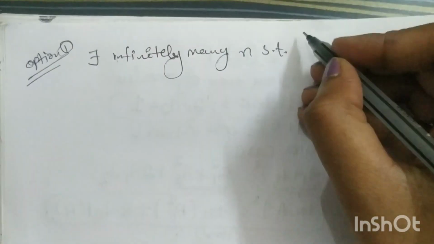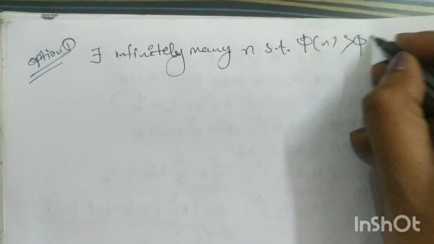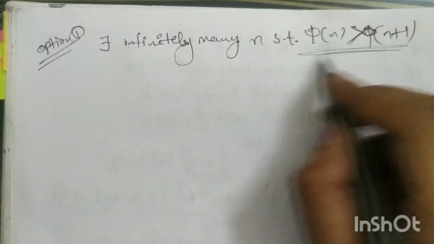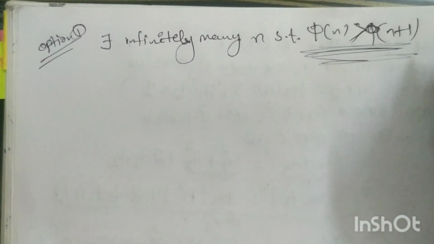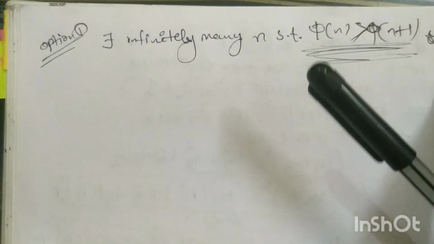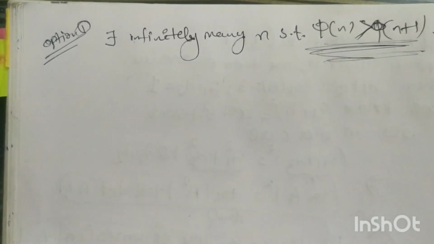Meaning, there exist infinitely many n such that phi of n is greater than phi of n plus 1. Okay, when you look at this option, what comes to your mind first? When you are looking at this option, what comes to your mind first?